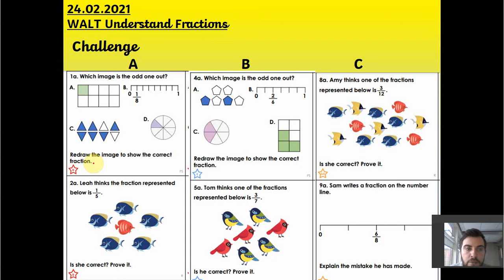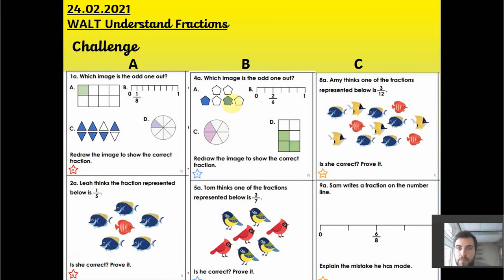And then underneath, once you've worked it out, it says, can you redraw the image to show the correct fraction? So once you've discovered the odd one out, can you recreate the image to show the same fraction as the others? And then underneath here we've got Leah. She thinks that the fraction represented below is 1/5. Is she correct or not? So does this picture representation show 1/5? Yes or no? Explain your reason why.